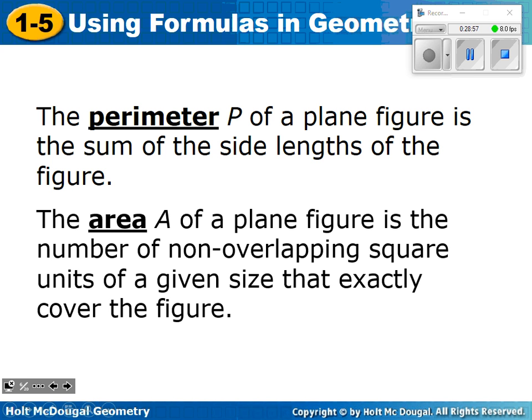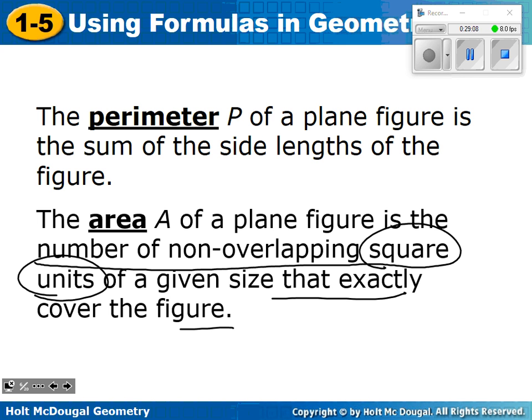Area is the space inside. The definition they're going to give is, it's the number of non-overlapping square units that fit exactly inside the figure or that cover the figure. And the reason that's important, I circled square units, is because I'm going to be super picky about you putting units in your answers, just like I have been so far. So I would warn you that when you're finding the perimeter, your answers are just going to have units at the end, like inches, feet, miles, whatever the units are they give you.